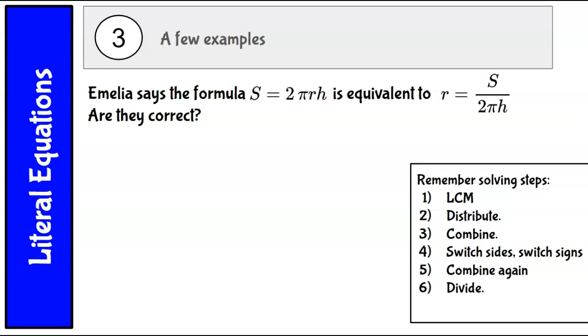Amelia says the formula S equals 2 pi RH is equivalent to R equals S over 2 pi H. Are they correct? Taking a look at this, Amelia solved the S equals 2 pi RH for R. See that right there? So let's try to solve this for R and see if we can catch any of Amelia's mistakes.